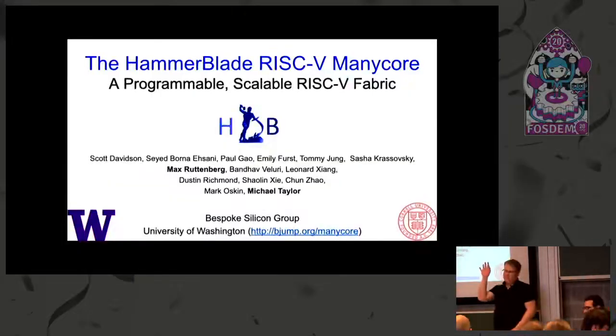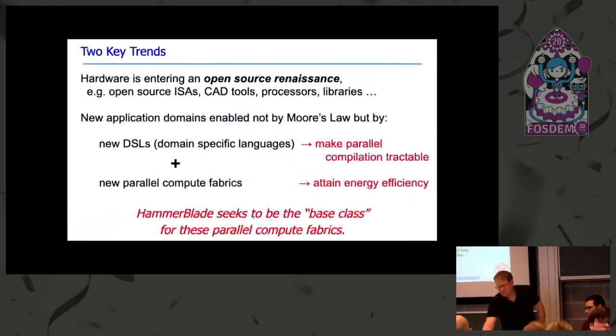I'm Michael Taylor. I'm a professor at University of Washington, also known as UW sometimes. And this is Max Rutenberg, who's one of my PhD students, who will be presenting the second half of the talk. So the talk is entitled The HammerBlade RISC V Manycore, and it's essentially a programmable, scalable RISC V fabric that, in some senses, is equivalent to a GPU, but it's completely open source.